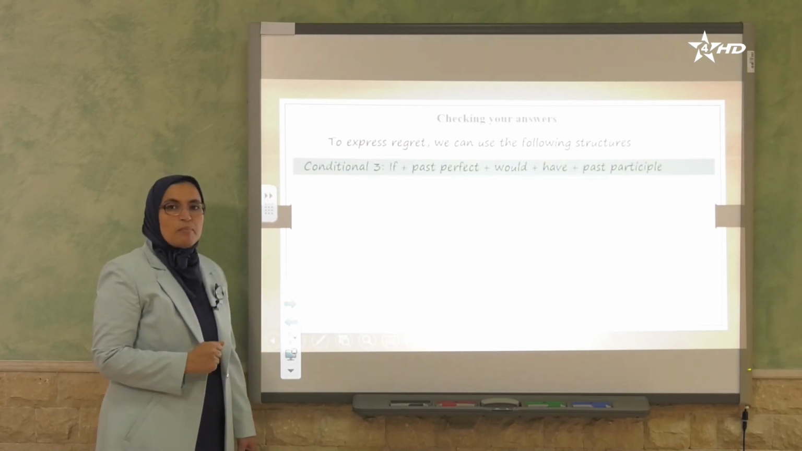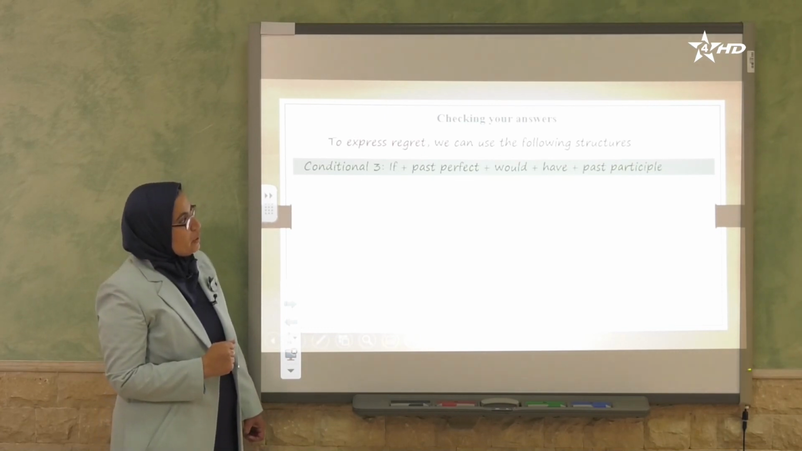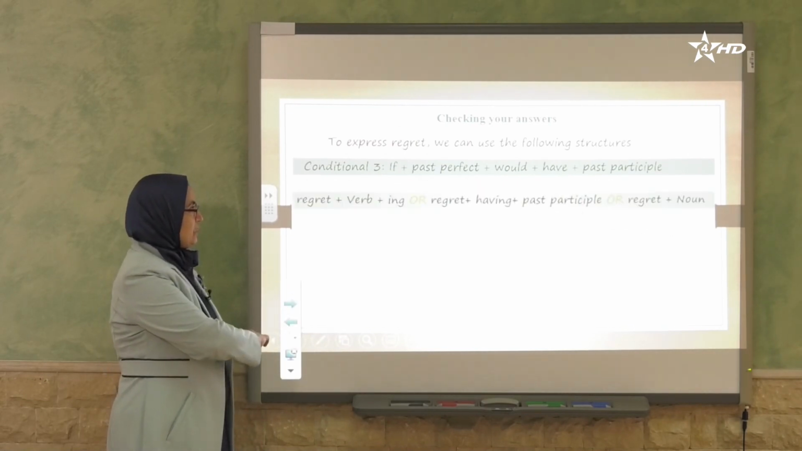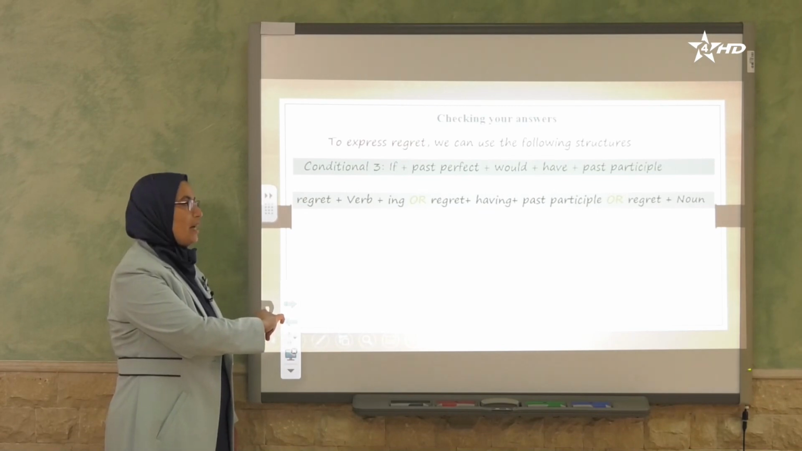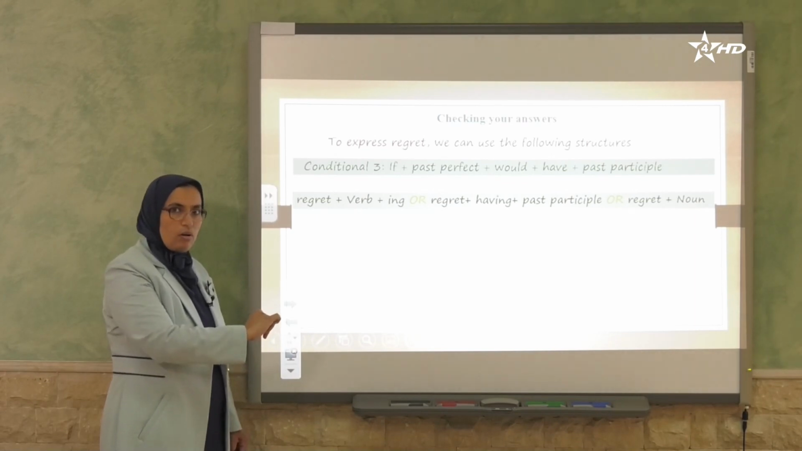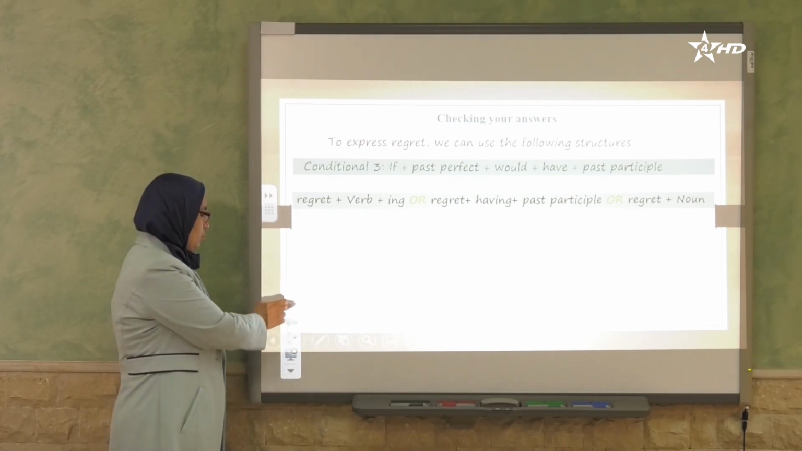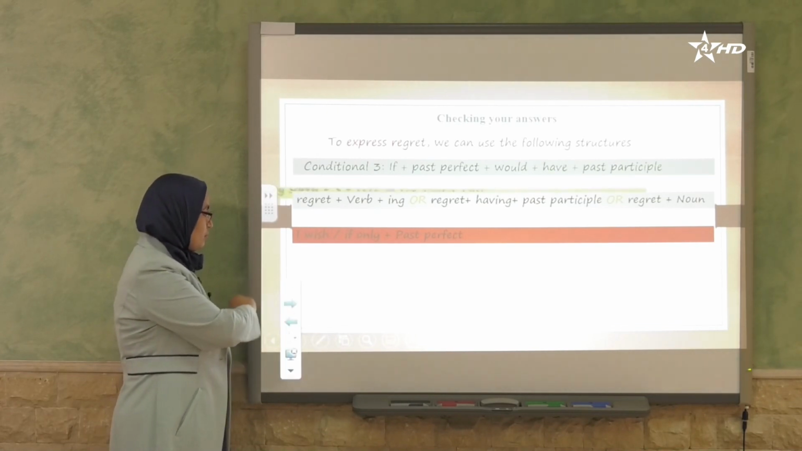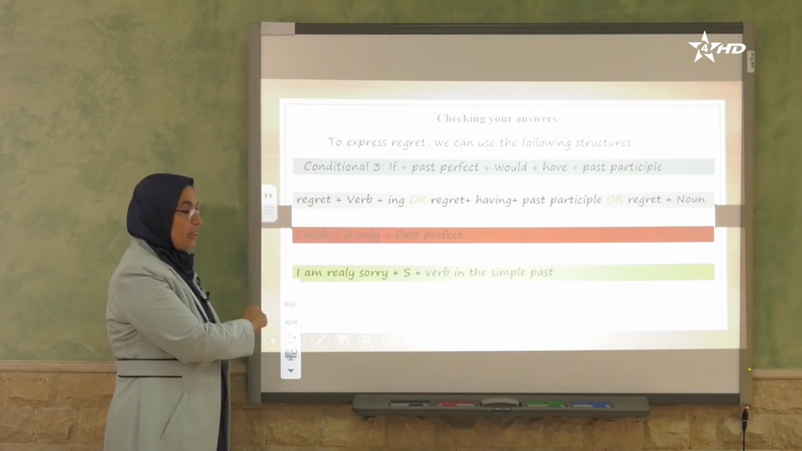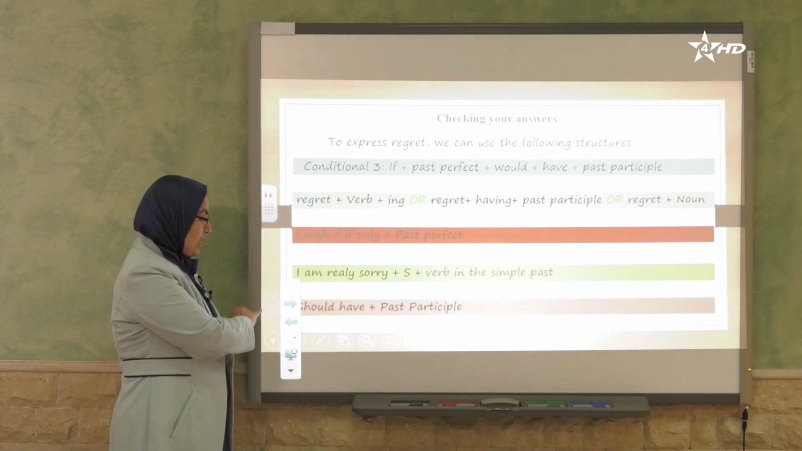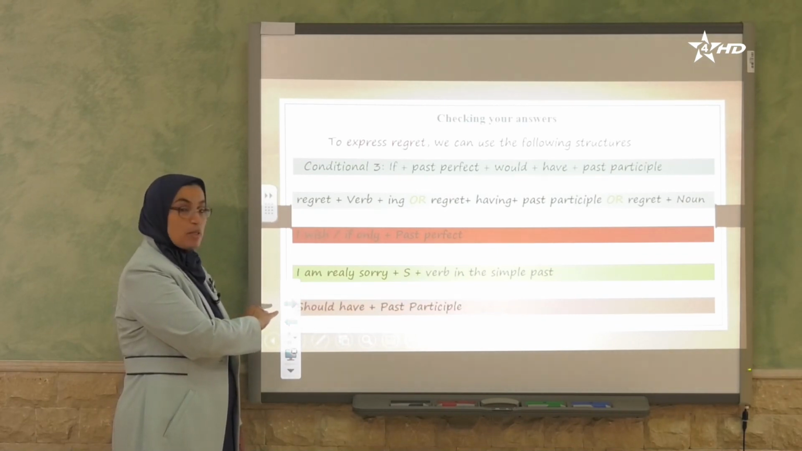Conditional type 3: if plus past perfect, plus would plus have plus past participle. Regret plus verb plus ing, or regret plus having plus past participle, or regret plus noun. I wish or if only plus past perfect. I'm really sorry. Again, there is a mistake because I copied. I'm really sorry plus subject plus verb in the simple past. And the last one is should have plus past participle.